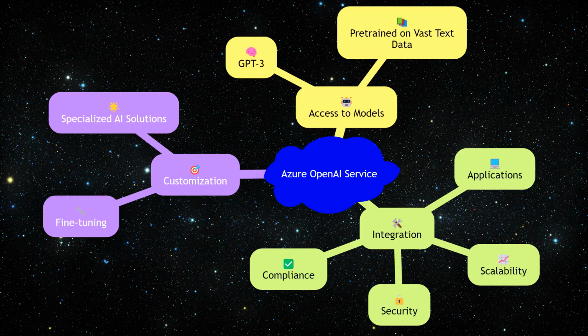Azure OpenAI Service provides access to OpenAI's powerful language models, such as GPT-3, through the Azure platform. These models are pre-trained on vast amounts of text data and can perform a wide range of natural language processing tasks. By leveraging Azure's infrastructure, developers can integrate these models into their applications, benefiting from Azure's scalability, security, and compliance features. Fine-tuning these models on Azure allows for even greater customization and optimization, enabling developers to create highly specialized AI solutions.